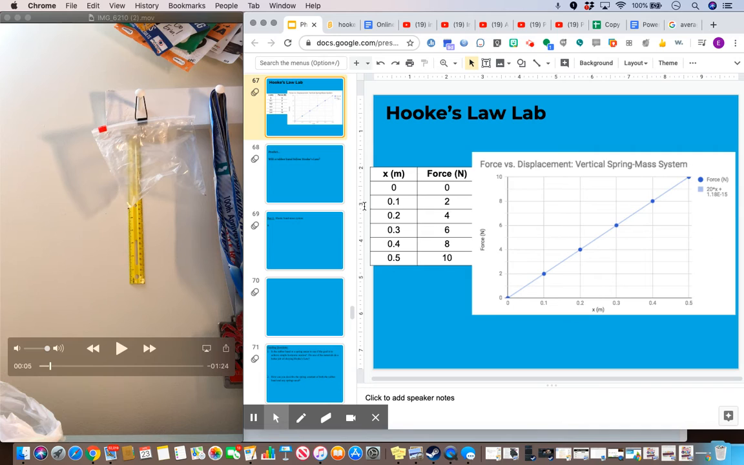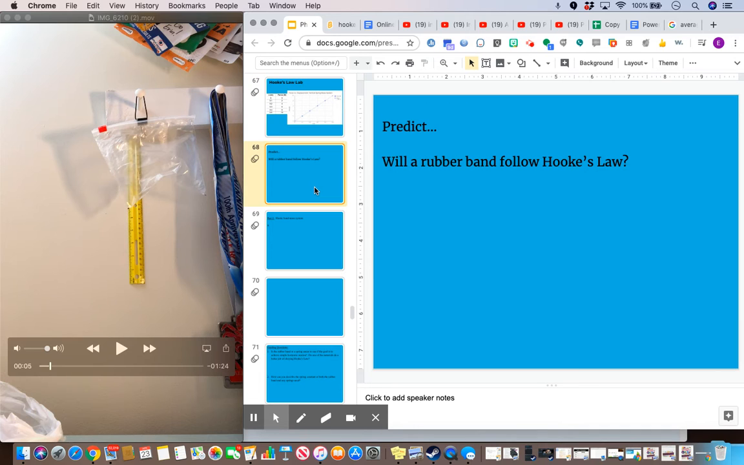So yesterday during our class meet, I asked you guys to predict whether a rubber band follows Hooke's law. Please make sure you take the time to type this somewhere on your lab sheet. Predict, do you think that elastic band will stretch proportionally as force is applied? Yes or no, and why?